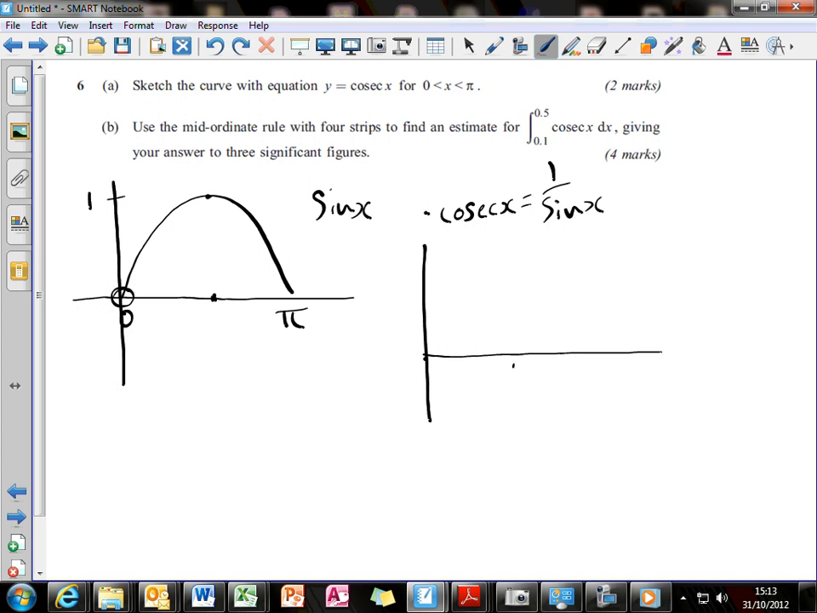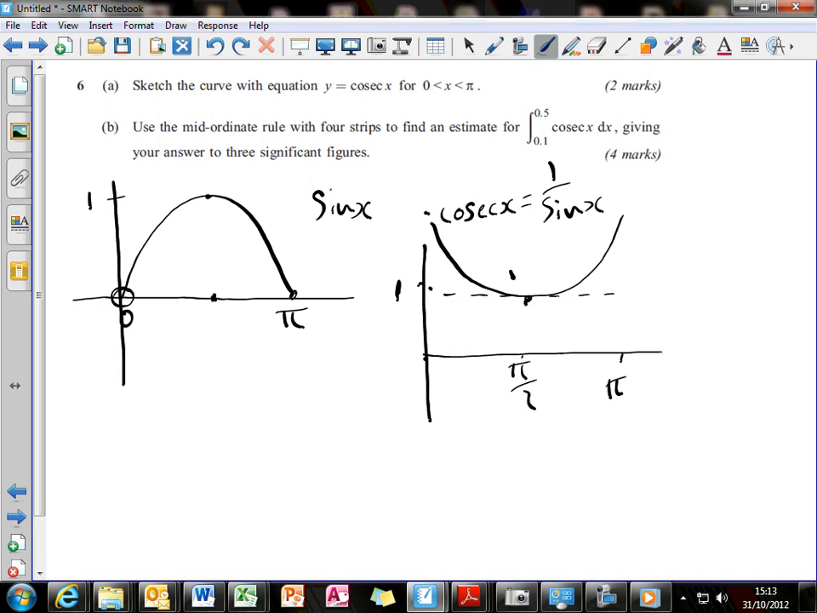So at pi over 2, it's going to be 1. And then at pi over here, again it's 0 on the sine graph, so it would be infinity over there. So it's looking something like that, cutting at 1. So this is pi over 2 and 1. Yeah, so there's your sketch.